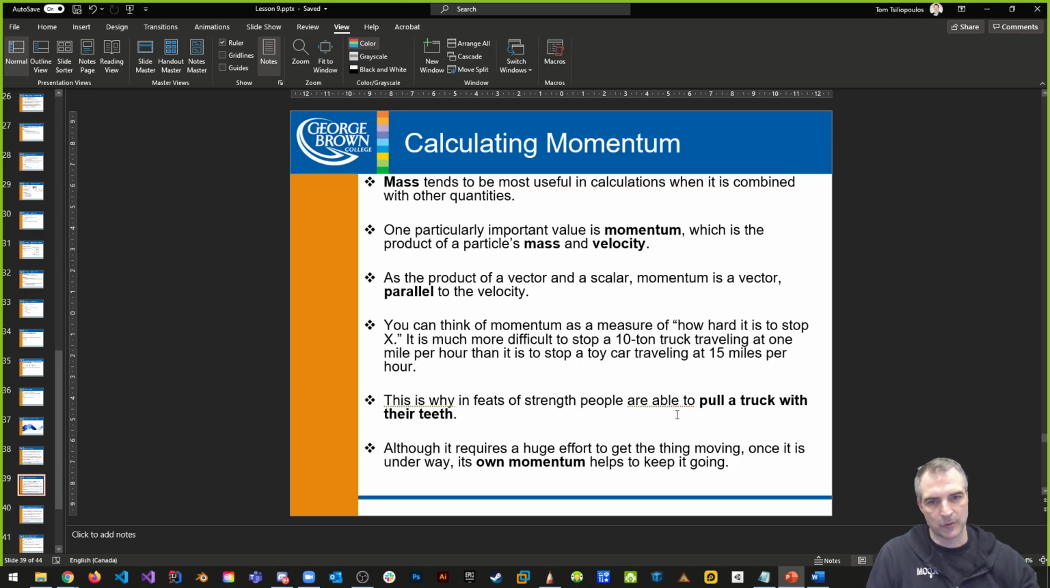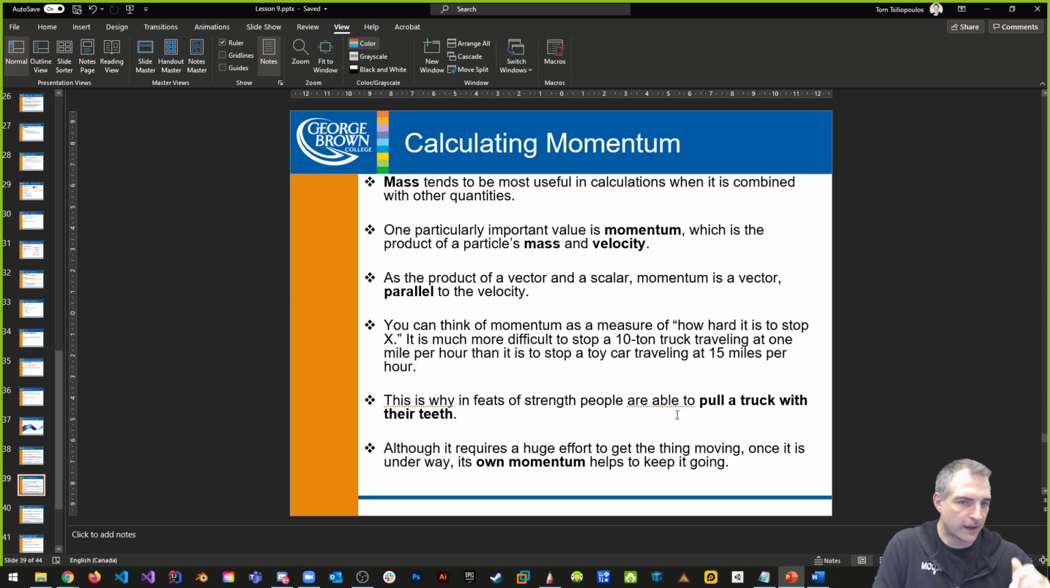So how do we calculate momentum? We talked about inertia. Inertia and mass are almost like synonyms. If I say inertia, in your head you should think about mass. What about momentum? Momentum is really a product of a particle's mass and its velocity.